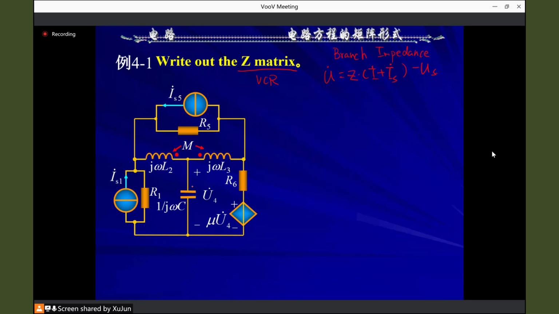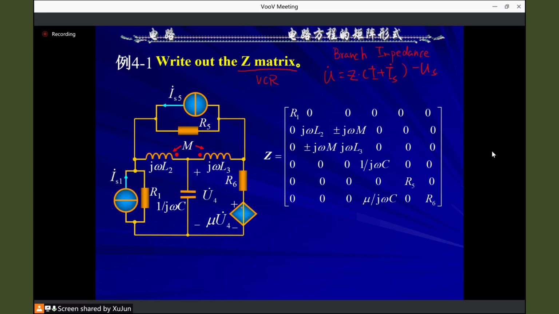For this set, we have 1, 2, 3, 4, 5, 6 branches. This set has 6 branches, and branch 2 and branch 3 have mutual inductance. So this position will be j omega M or minus j omega M. It will be positive or negative depending on the direction definition. Because this set doesn't define the direction, it may be positive or may be negative. This is 2 and 3.